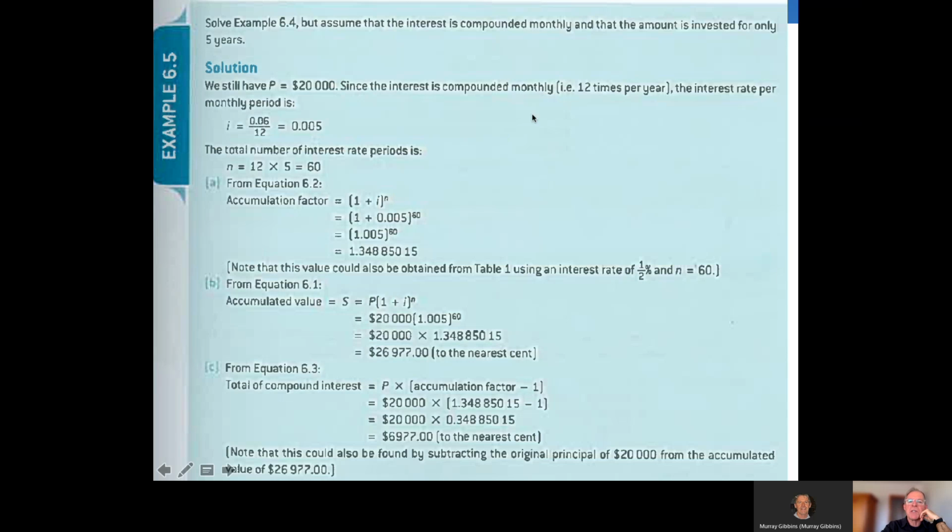This time, same sort of deal, compounding monthly, and it's invested for 5 years. So we're going to adjust 5 to months. So multiply the n equals 12 months times 5, n equals 60. We've got to change the interest rate. Looks like it's 6% again. 6% divided by 12, the monthly rate is 0.005.